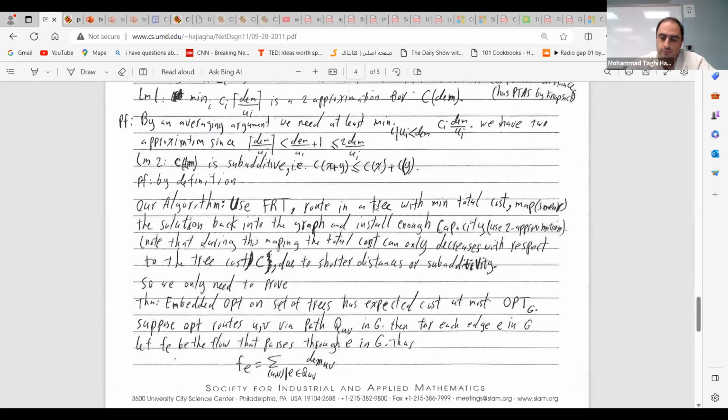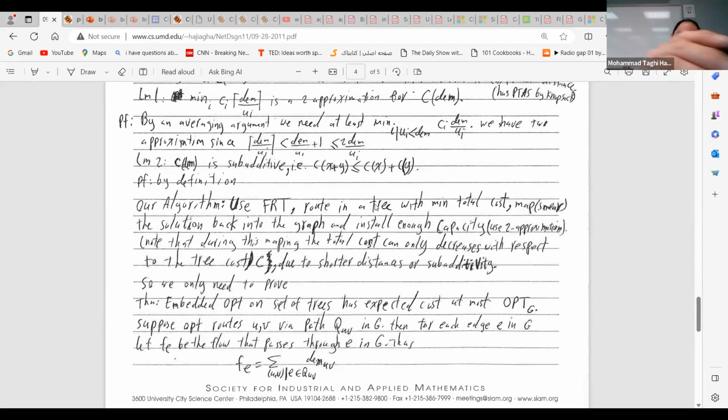Good. Now, what is the algorithm for this? Here it is uniform, so for all edges we have the same cost function. Let's say you can consider all these edges to even have unit length. That is fine as well.